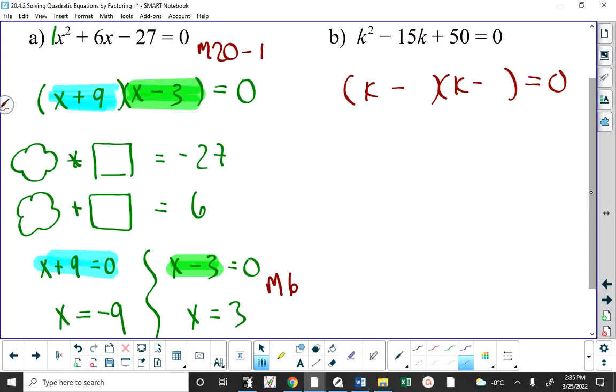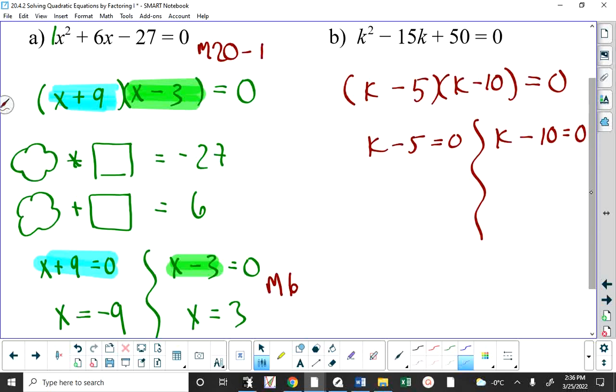So this is k minus 5, k minus 10. Look, every one of you should be able to look at that and go, oh, k equals 5, k equals 10. But I want you writing these two linear equations as a habit. Because, again, these factors will get more complicated later. It won't always be obvious by looking at them what the value for the solution is.